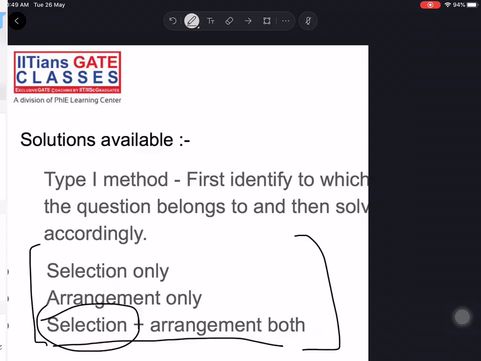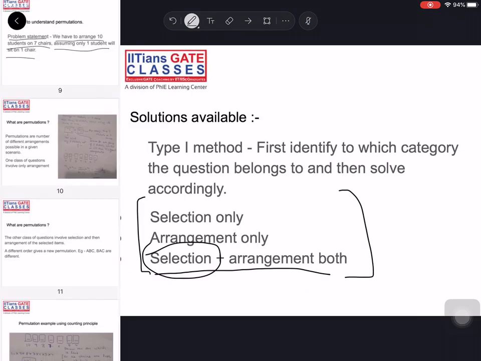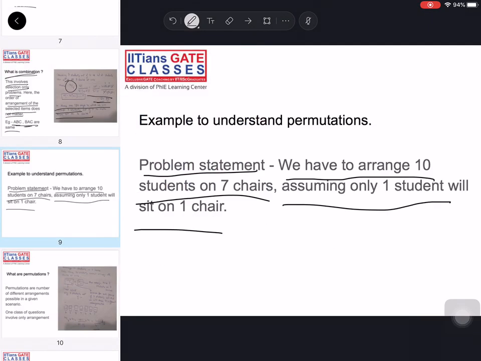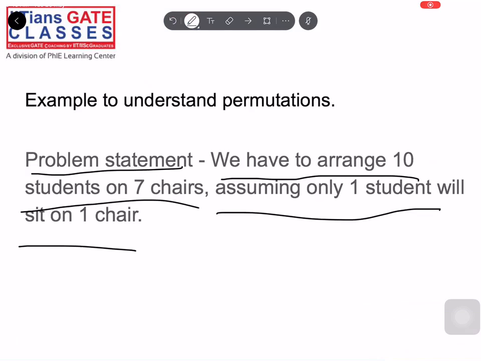Although, you might have noticed one thing: when I mentioned this problem statement, I said we have to arrange. I never said you first select and then arrange. But since there are more students than chairs, I have to first select some students equal to the number of chairs, and only then can I arrange them on all the chairs. So basically, they'll not say select and arrange, they'll only say arrange. It is your job to identify whether that's arrangement only or selection plus arrangement.